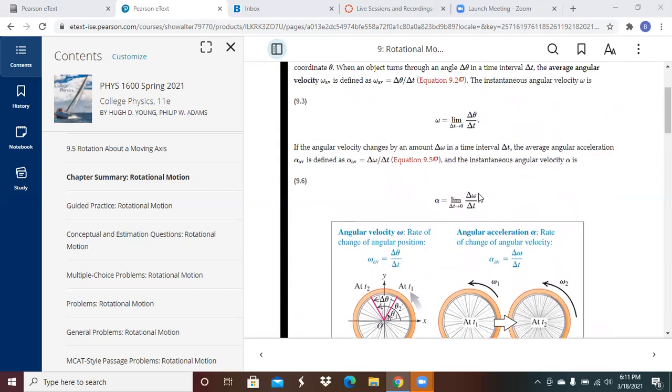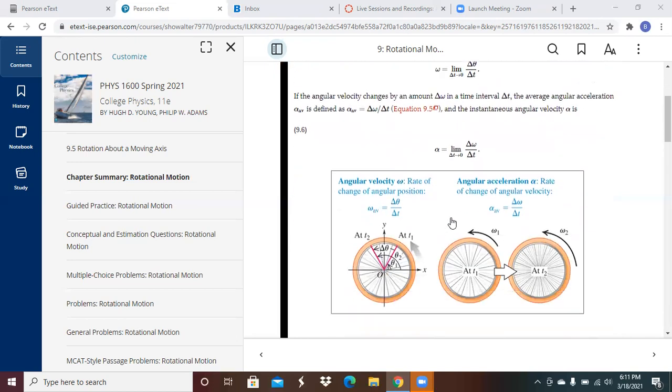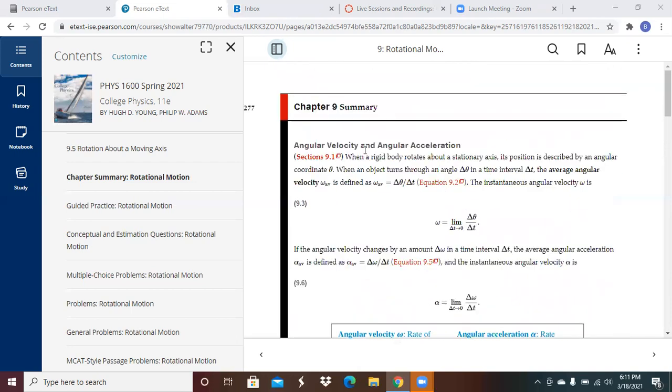So just like we did before with the change in velocity over the change in time being the acceleration, this is going to be the angular acceleration. And that is going to be how we're going to describe velocity and acceleration. So let's take a look here at this particular section.